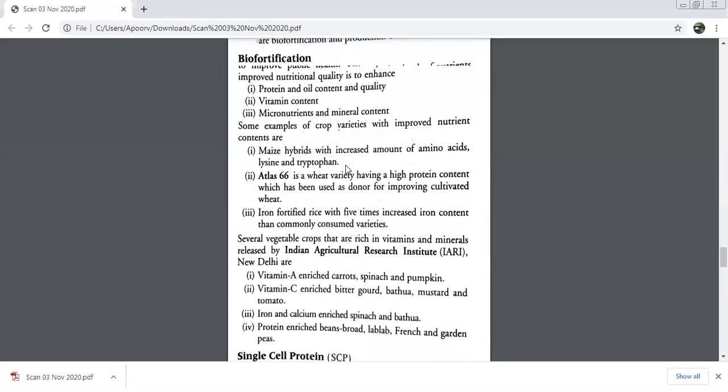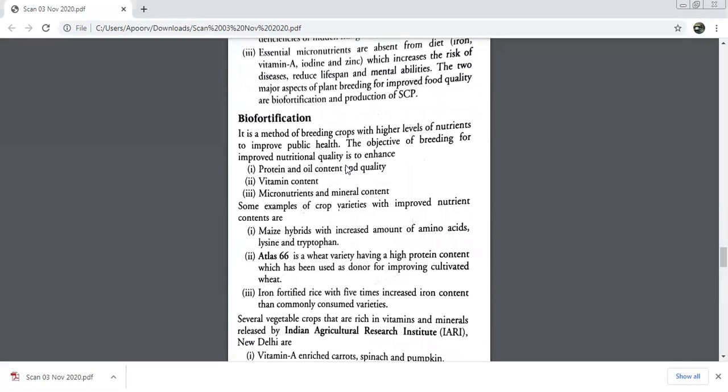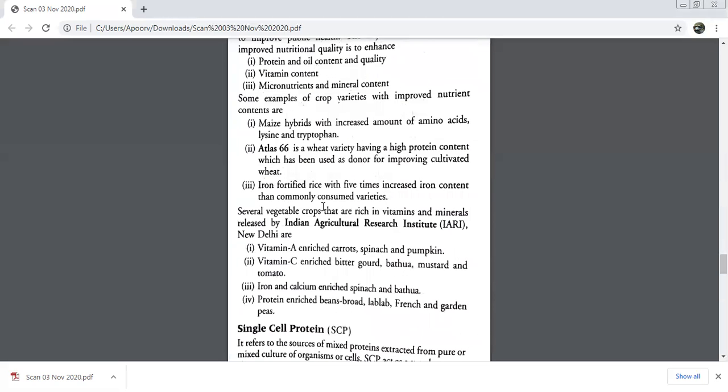We're going to study about biofortification, the last topic. It is a method of breeding crops with high levels of nutrients to improve the health of the public. The objective of breeding for improved nutrition quality is to enhance the protein content, the vitamin content, the micronutrient content, and the mineral content. Maize hybrids with increased amounts of the amino acids lysine and tryptophan.